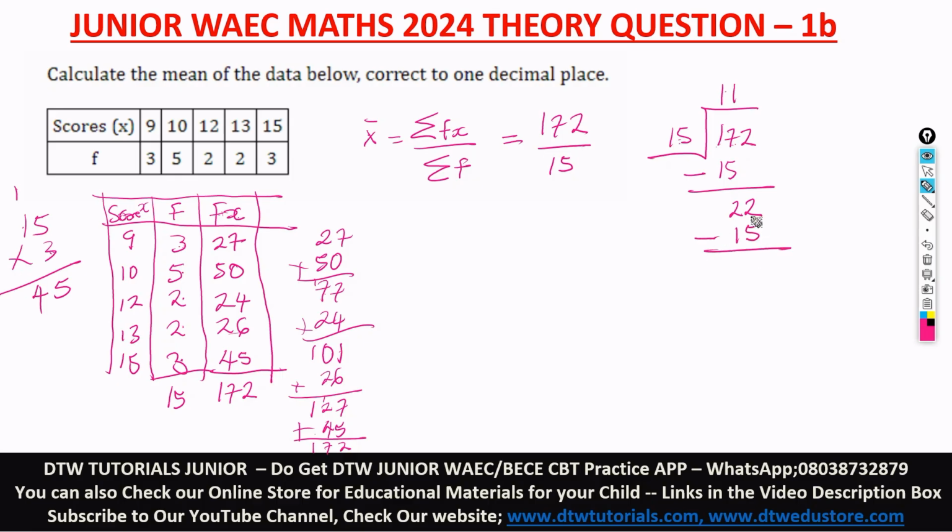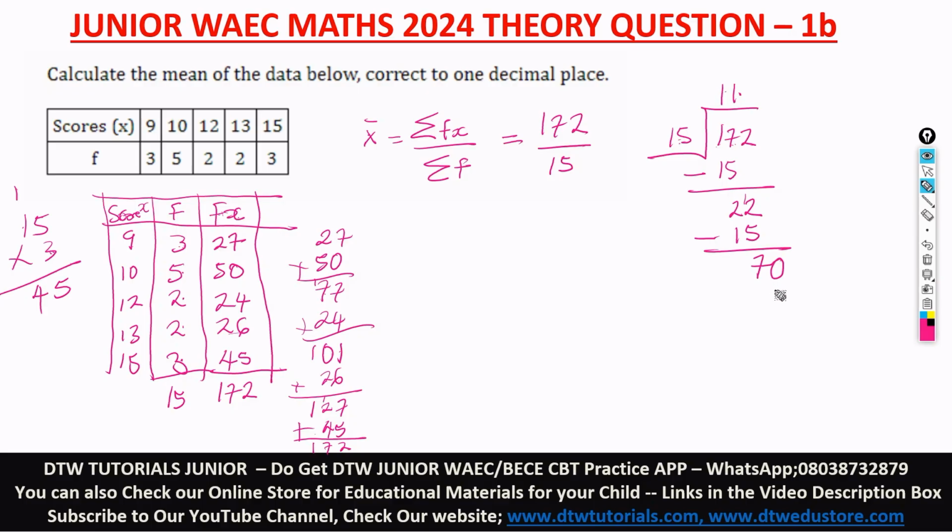15. Let's subtract. Now, can we take it? No, we have to borrow a 1 from here. And 12 minus 5 will give us what? 7. Okay. Can 15 go in 7? No. What do we do? We put a decimal point and we add 0. Do you see that? Can you see how your division is done? We put a decimal point and we add what? 0.